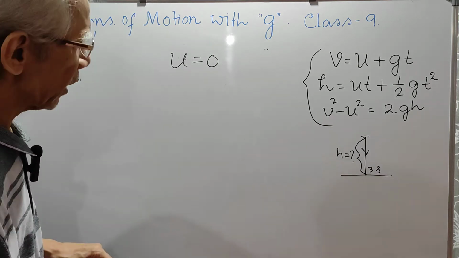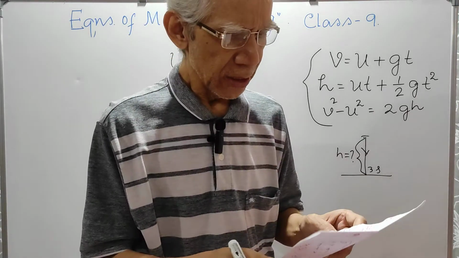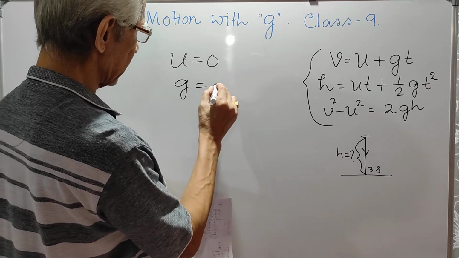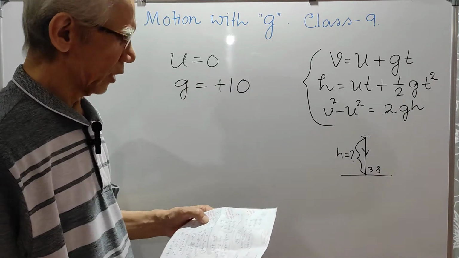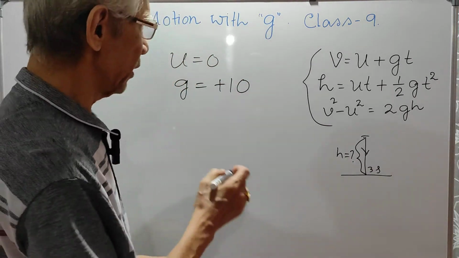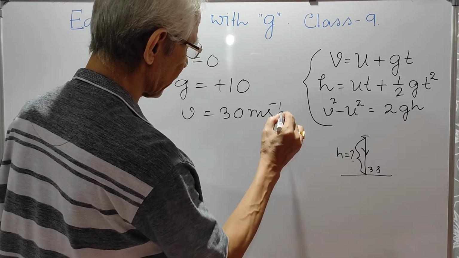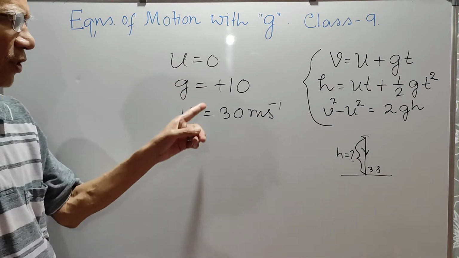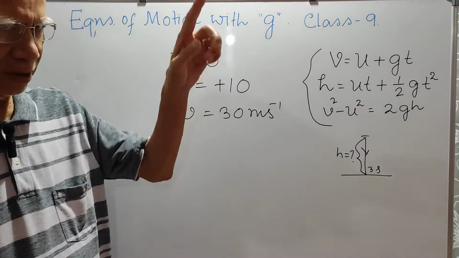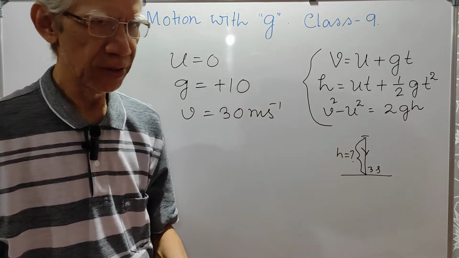So this is another question where a body is dropped from a certain height. So g equal to plus 10. And the body hits the ground with a velocity of 30, that is the final velocity, 30 meter per second. So these three things are known, given. A body is dropped from a certain height, so obviously u equal to 0, and g will be plus 10 always, isn't it?